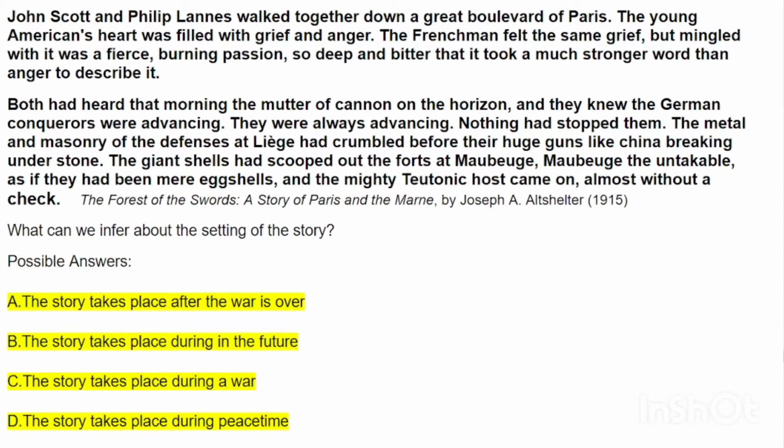So it says the story takes place after the war is over. The story takes place in the future. The story takes place during a war. The story takes place during peacetime. There's no way the story should be taking place during peacetime. There's no way the story takes place in the future. It has to be either the story takes place after the war is over, or the story takes place during a war.